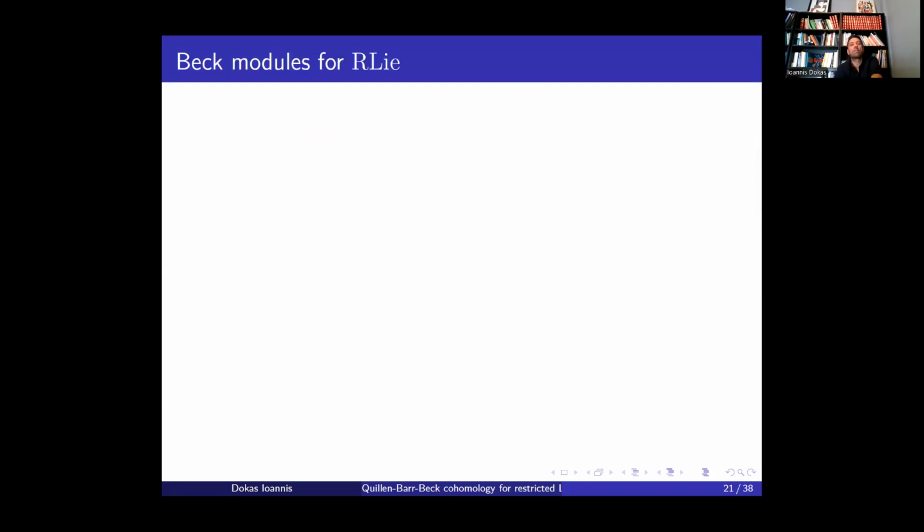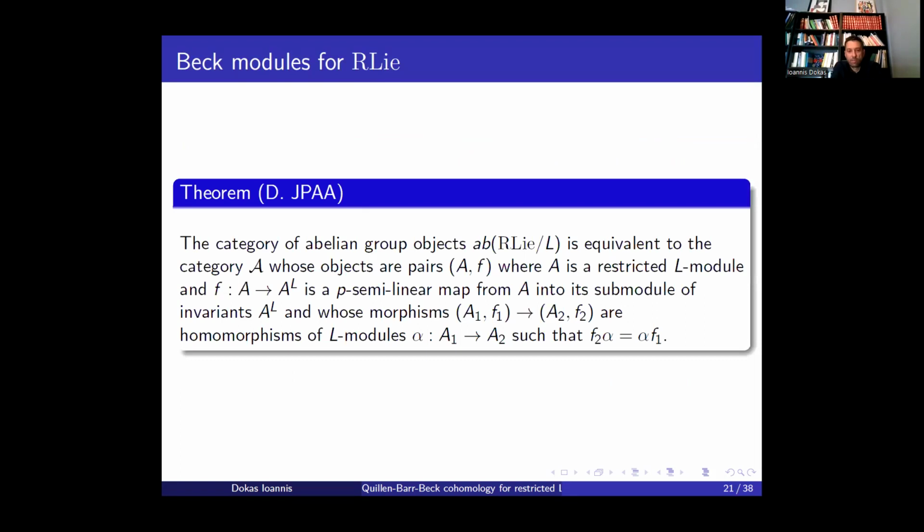The next paragraph is Beck modules for restricted Lie algebras. It turns out, and the proof of this statement can be found in the first paper, that Beck modules are not restricted L modules over the restricted enveloping algebra, but something richer: pairs (A, F), where A is a restricted L module, and F is a p-semilinear map from A into its submodule of invariants. So we do not obtain what we would expect, and from that, one can understand that the coefficients of this Quillen-Barr-Beck cohomology theory are not the same as for Hochschild cohomology, and we have something different.